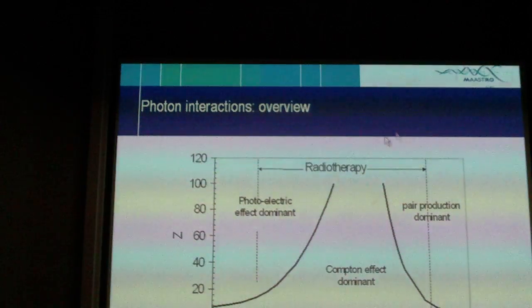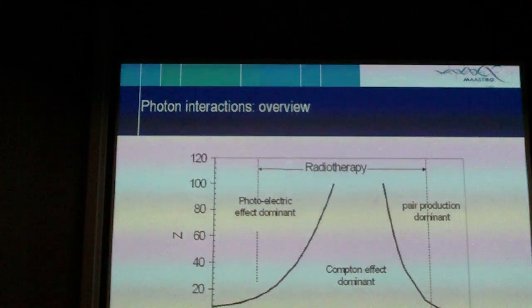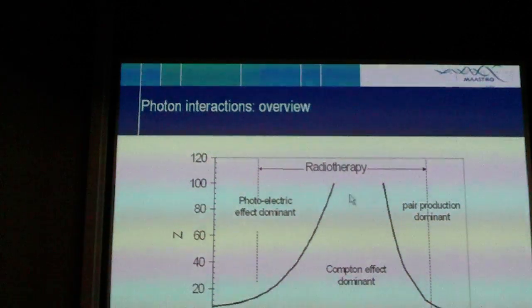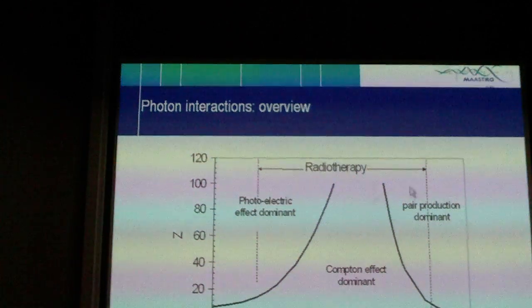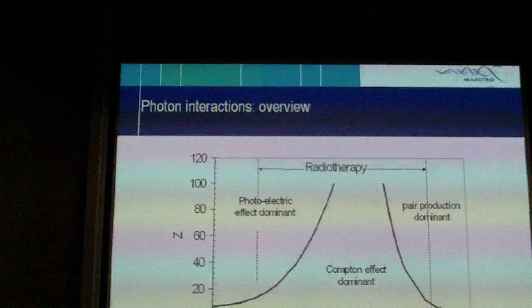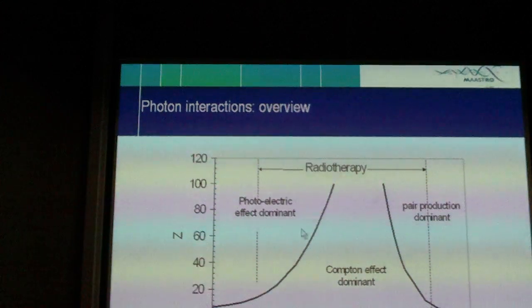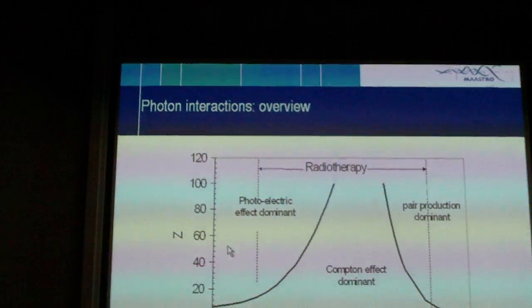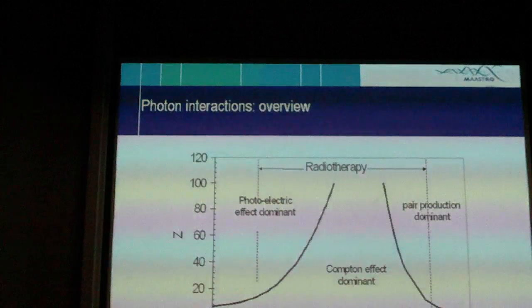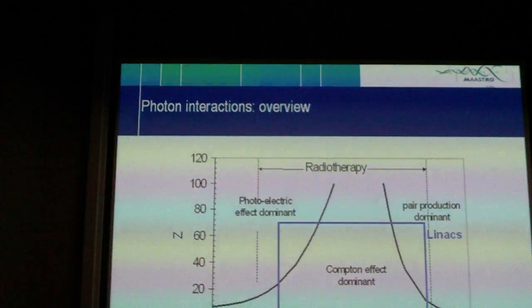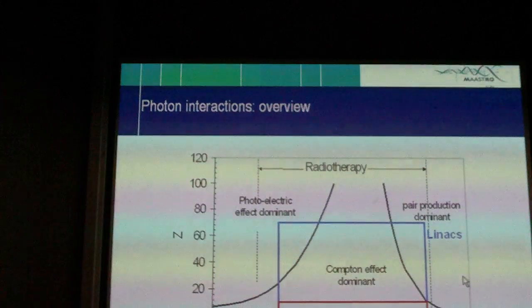Good, so this is sort of the overview within radiotherapy. So on the x-axis you have the photon energy in mega electron volt. This is the atomic number. You see that the Compton effect is the most dominant effect within radiotherapy. Pair production is usually seen at high photon energy levels. Photoelectric effect is usually seen at low energy levels. So in a linac all effects can occur, usually in patients only the Compton effect.